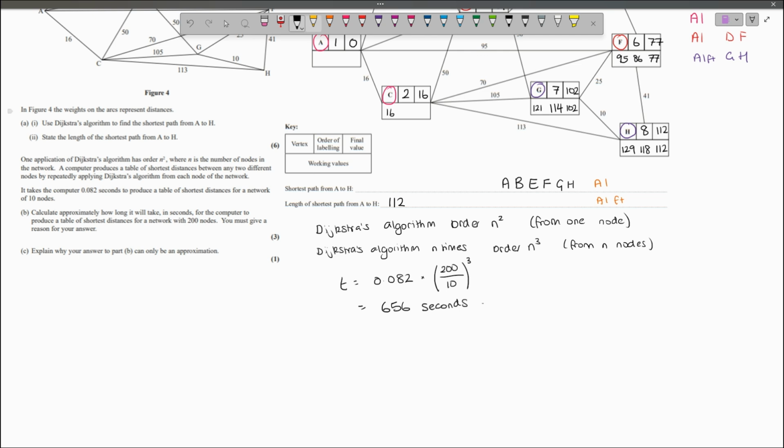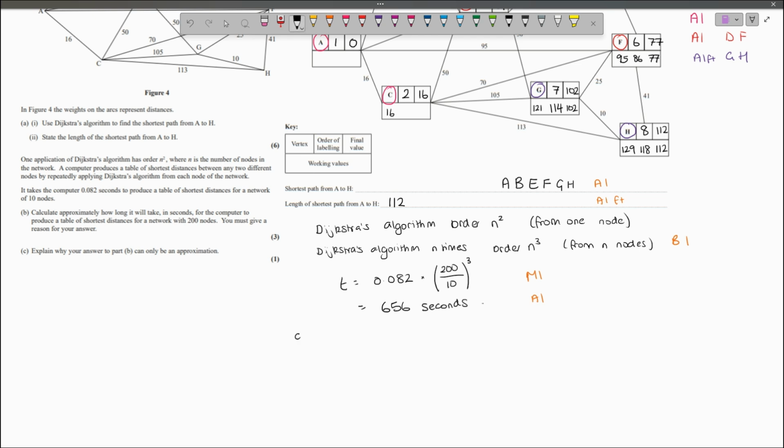So what marks would you have got for this? You would have got a method mark for saying that the order of this scenario is n cubed. You got, not a method mark, an independent accuracy mark. You've got a method mark for multiplying the original time by 200 over 10 cubed, and an accuracy mark for carrying out that calculation correctly.